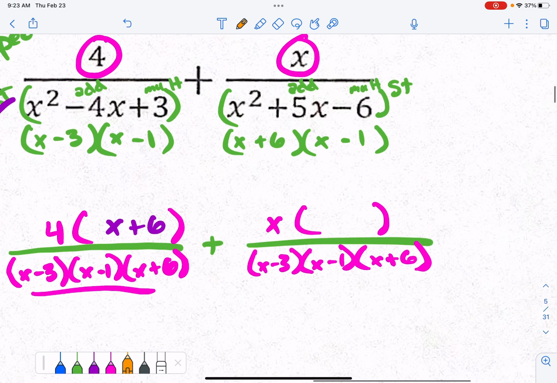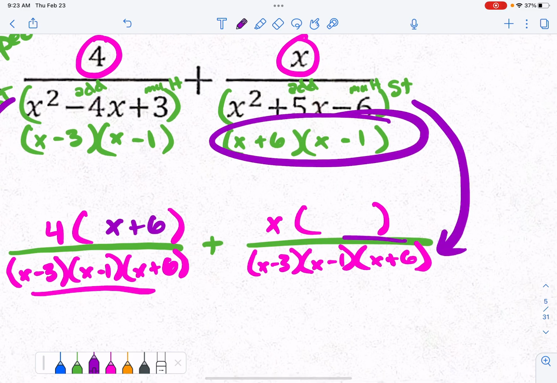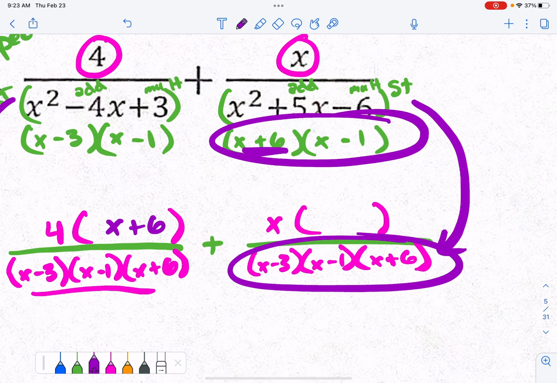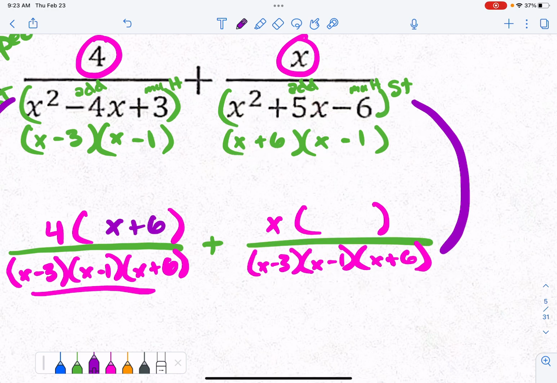Over here, I'm comparing this bottom to this bottom. He has an x plus 6, he has an x minus 1, that's a match here and here, but he needs this x minus 3. So I'm going to multiply the top by that x minus 3, okay? And that's what he does not have, okay?